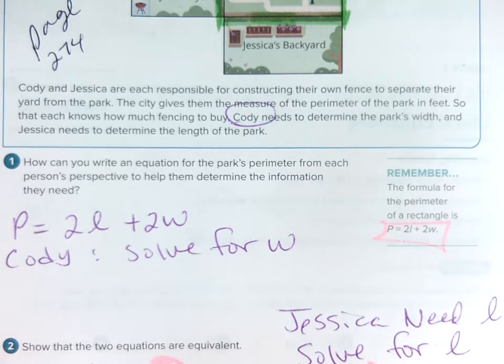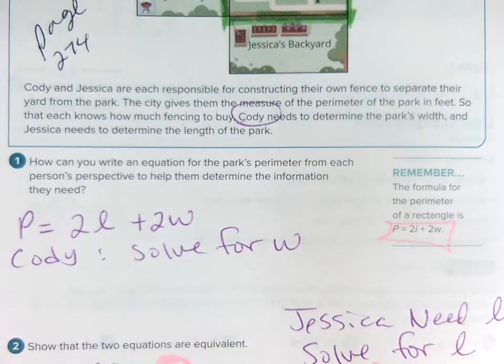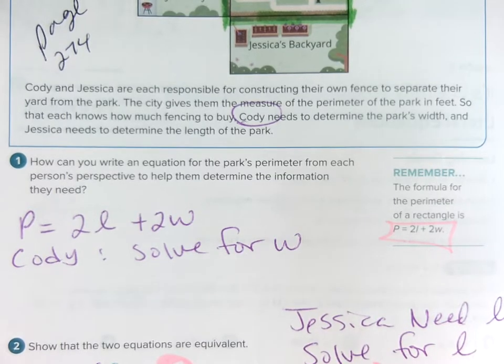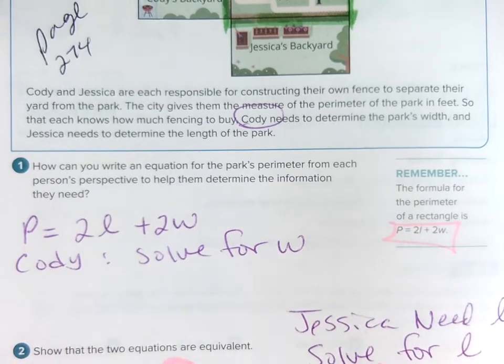So bring down 2W, divide by 2, and here's my answer. P minus 2L, all divided by 2. Now we could simplify it further if we wanted to. You don't need to. It could be a 1/2 P minus a 1L.